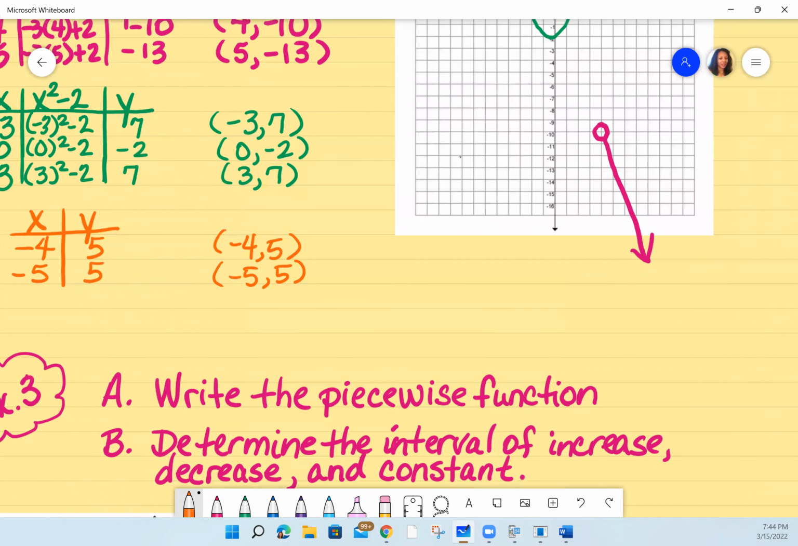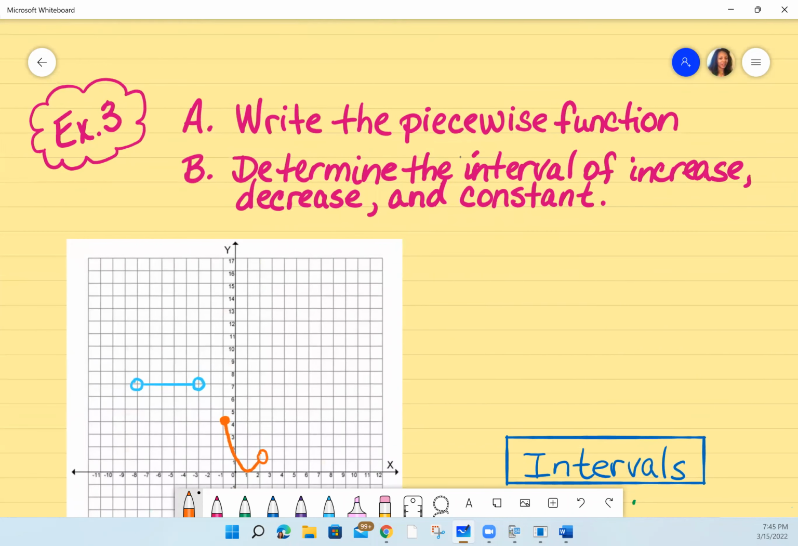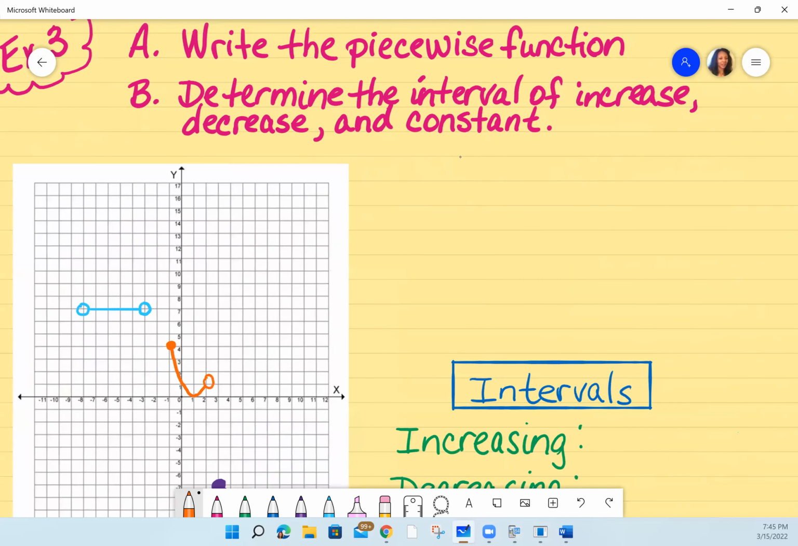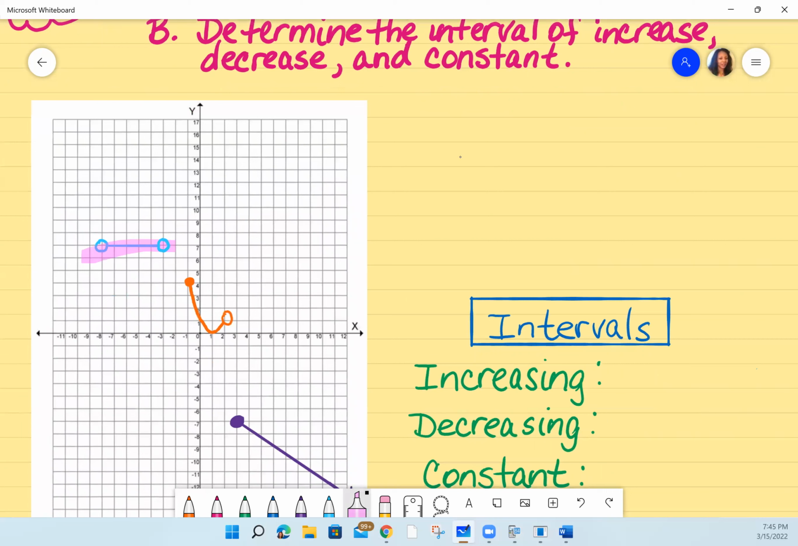All right, so now for example 3, I am asked to write the piecewise function for part A, and then for part B, determine the interval of increase, decrease, and the constant. So let's start with the piecewise function. So when I'm writing this, I'm just going to go from left to right. I'm going to start with this one. I know that this means that it's crossing the y-axis somewhere. And when we're starting off a piecewise graph, what we're looking for is the y part.